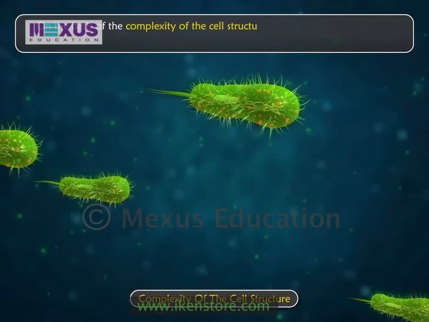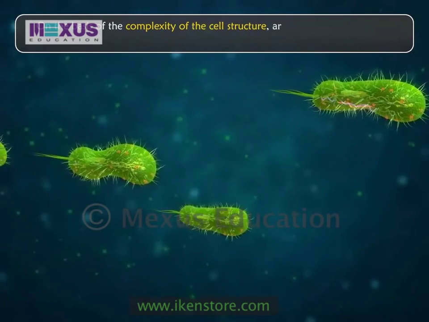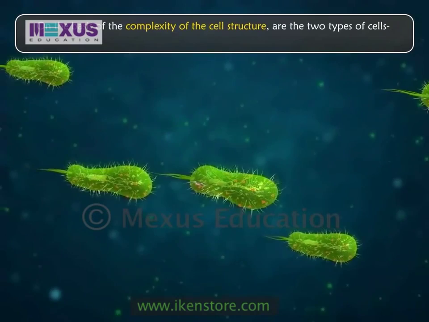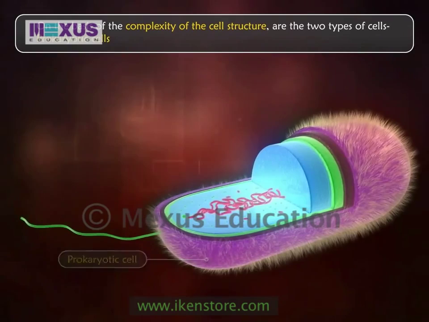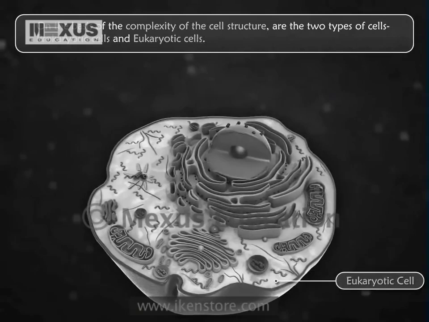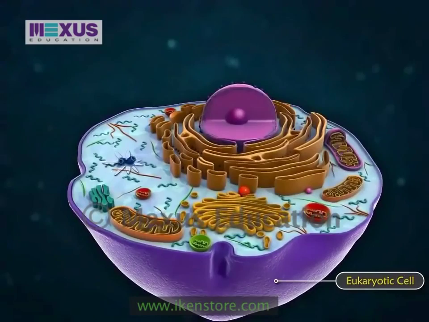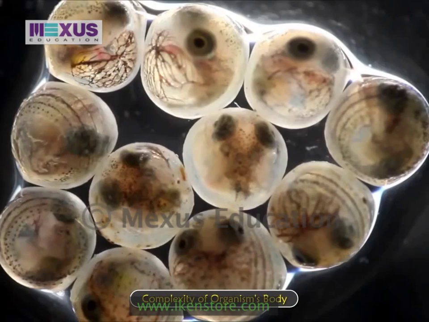On the basis of the nucleus and other characteristics, two types of cells are recognized. The first type is a simple primitive cell known as prokaryotic cell, as in the case of bacteria and algae. The second type of cell is an eukaryotic cell, which has a complex structure and is found in fungi, plants, and animalia.